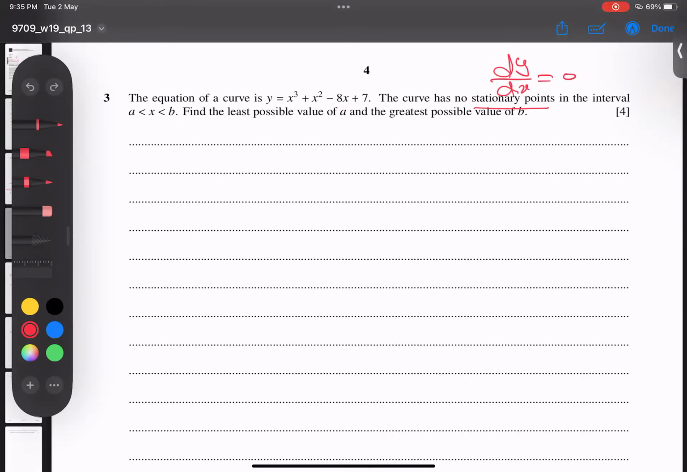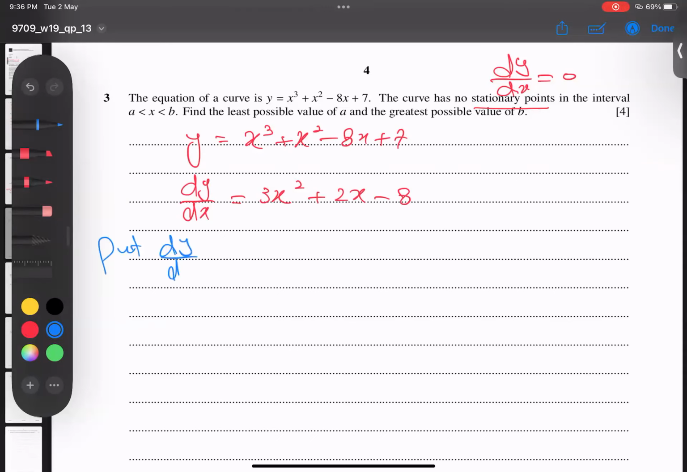First of all, step number 1, I will find the differentiation, and that is nothing hard for you to find. So let's start. dy over dx: 3 comes down, power 1 less, 2 comes down, power 1 less, and 8x becomes 8. Now I'll plug in the derivative equal to 0. So 3x squared plus 2x minus 8 equals 0.